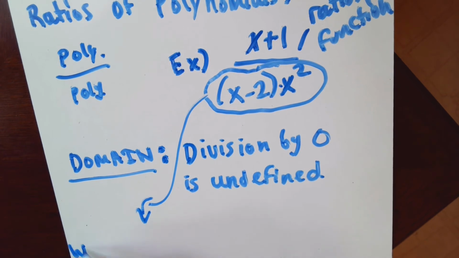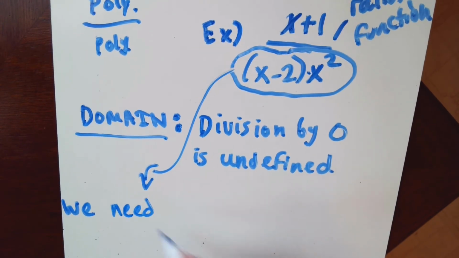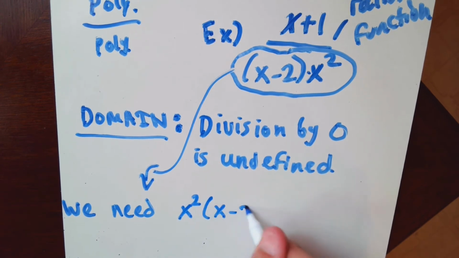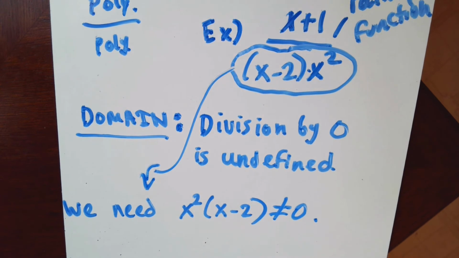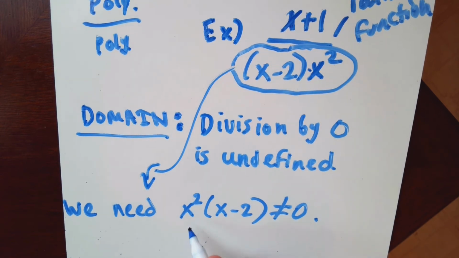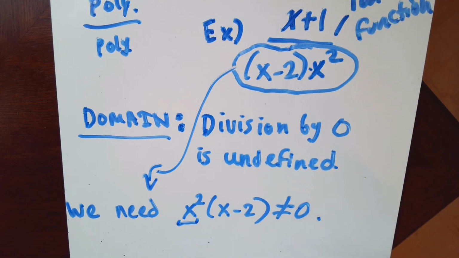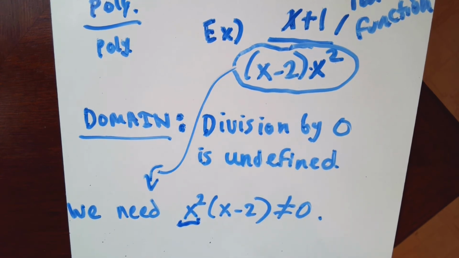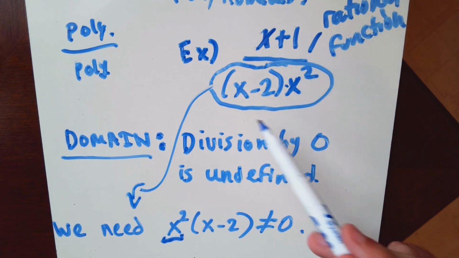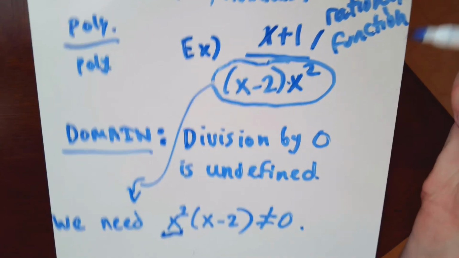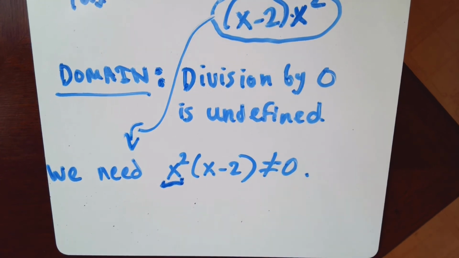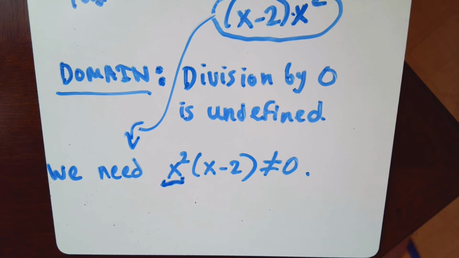So we need x squared times x minus 2 to not equal 0. Well, when does it equal 0? There's something called the zero product property that says that a product of two things equals 0 if and only if one of those things is 0. So if one of these factors is 0, then our function is undefined, because we'd be dividing by 0. So we just solve where this thing does equal 0, and those will be the points that we exclude from our domain.